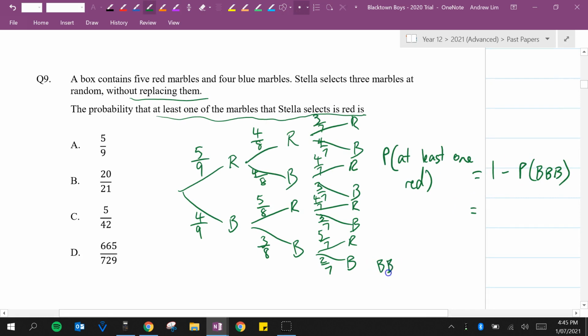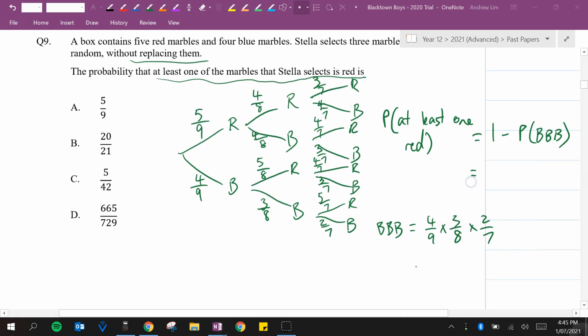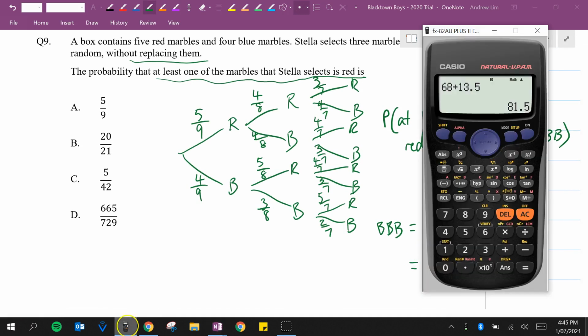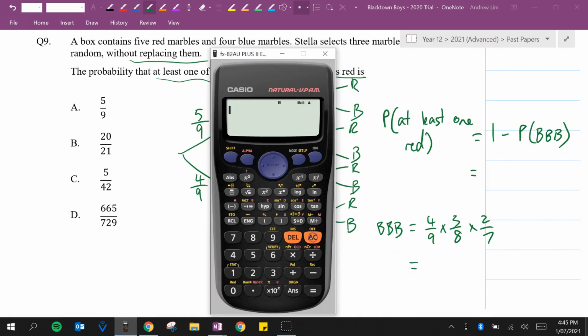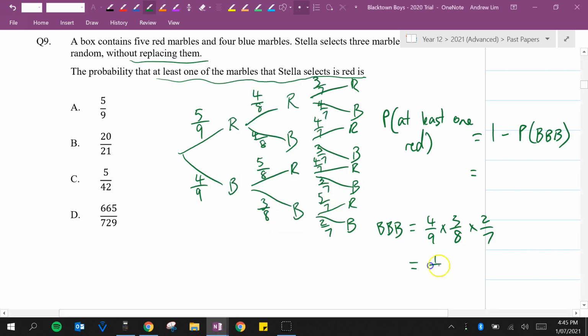Well, blue, blue, blue is down here, and the probability of that is 4 over 9 times 3 over 8 times 2 over 7, which is equal to 4 over 9 times 3 over 8 times 2 over 7, 1 over 21. So 1 minus 1 over 21, which is 20 over 21. B.